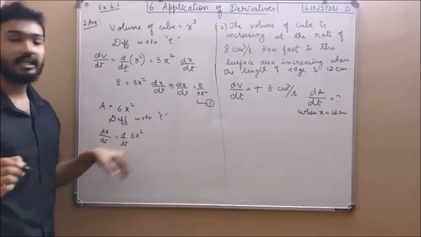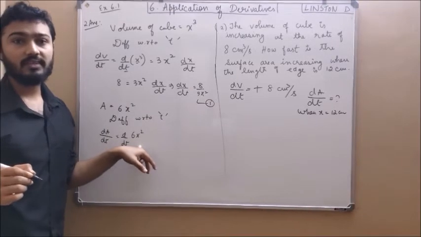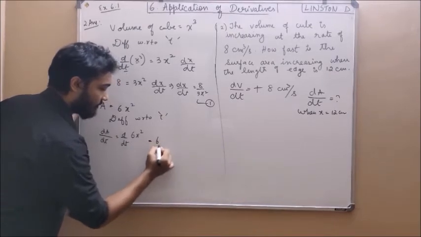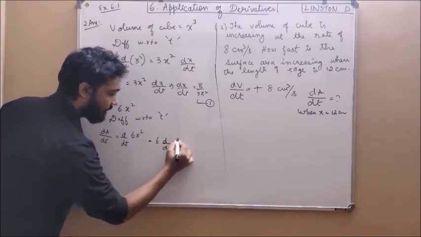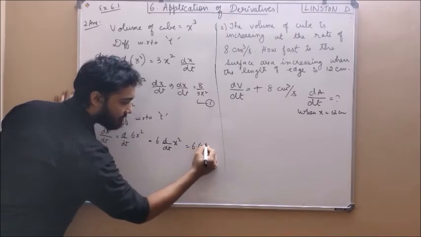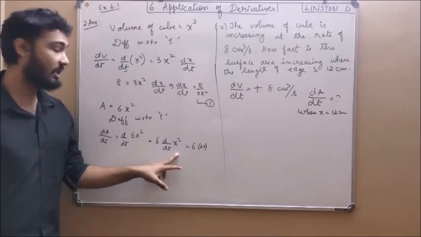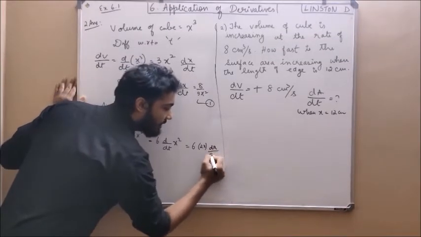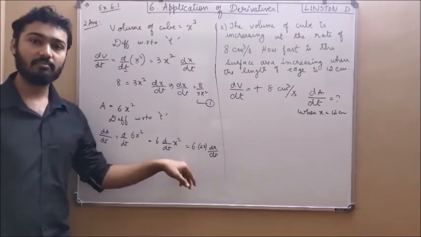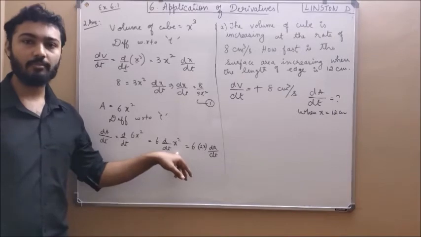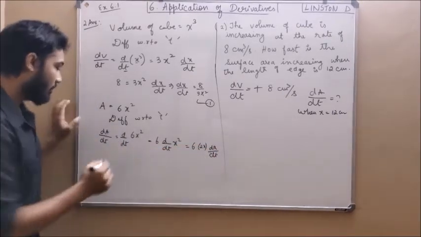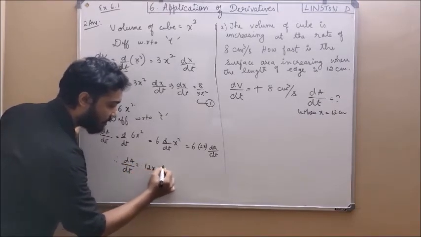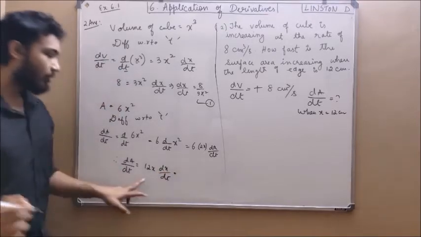Now 6 is the constant. We can take it outside. What is differentiation of x square? Differentiation of x square is nothing but 2x. So it is 6 into 2x. Now here, just like the previous one, x and t are different variables, so I have to differentiate once more into dx by dt because x is the dependent variable on t. So dA by dt equal to 12x into dx by dt.